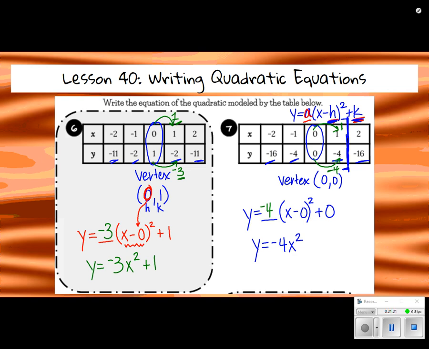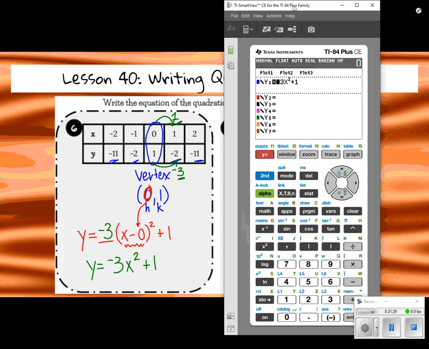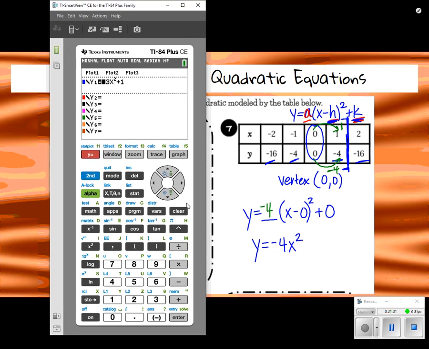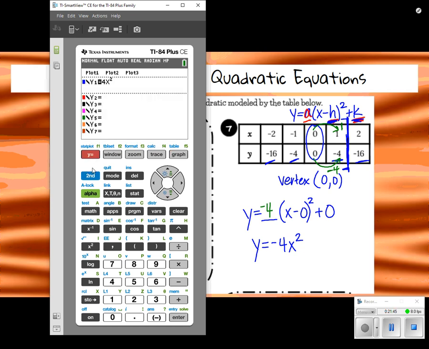Let's check in the graphing calculator and see if we have it right. So there's my graphing calculator. I can go back to y equals, clear out what I've got, 4x squared, and then I'm going to go to the table. Second graph. And looky there, negative 2. Ooh, did I not? Oh, I forgot my negative. See, it happens.